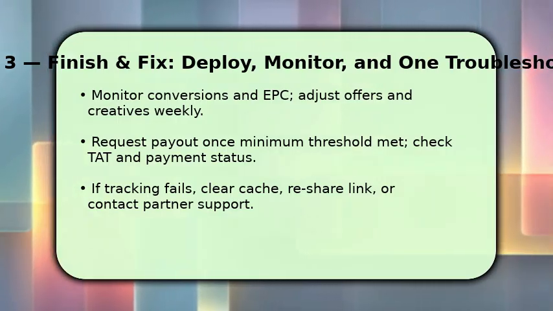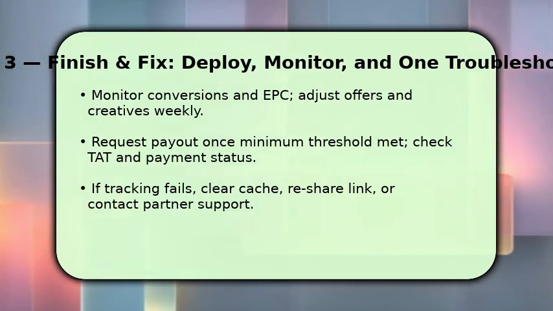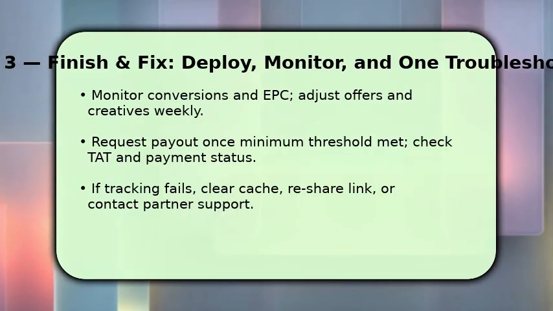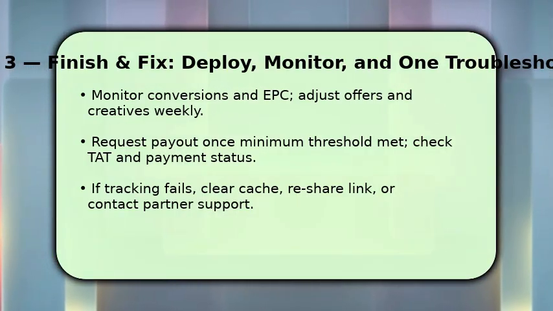If things go wrong, like clicks not attributing, clear app cache, test a fresh link, and reshare. If still broken, contact Meesho partner support with order ID. This troubleshooting step solves most tracking problems quickly.